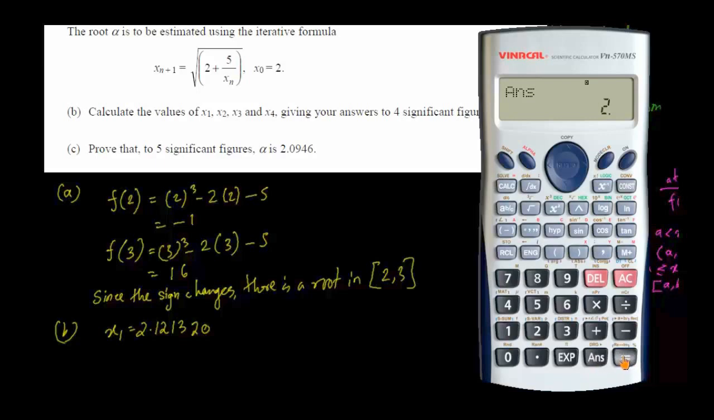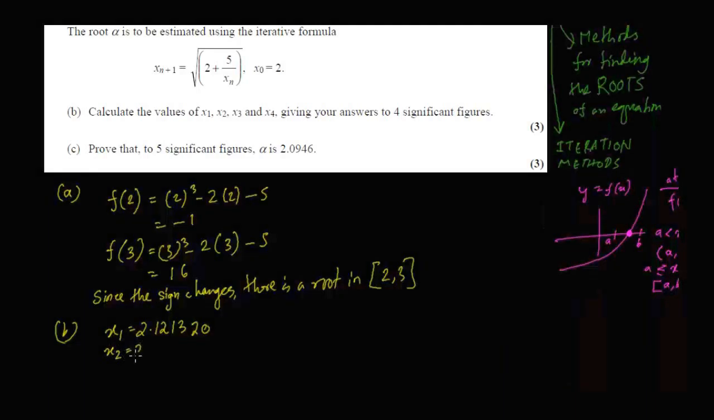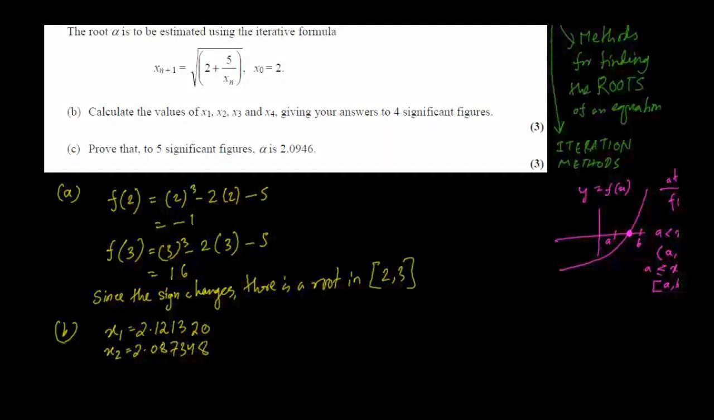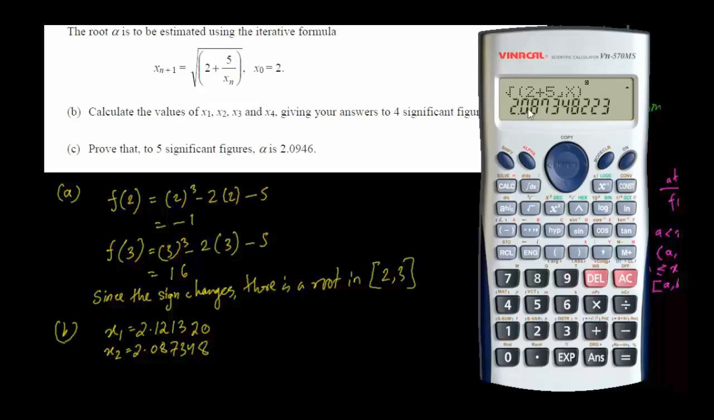Now let's press the equal to sign. So this is x2, 2.087348. Let me check. 2.087348. So this is x2. Again, remember, the moment I press this, it has been stored in the calculator, so it is actually stored here.